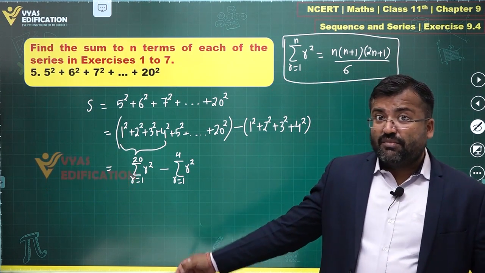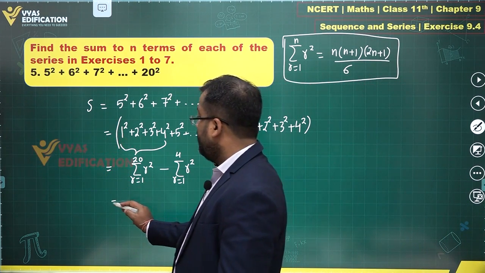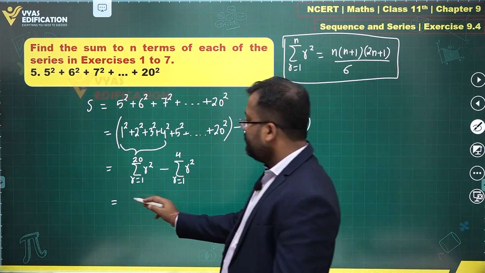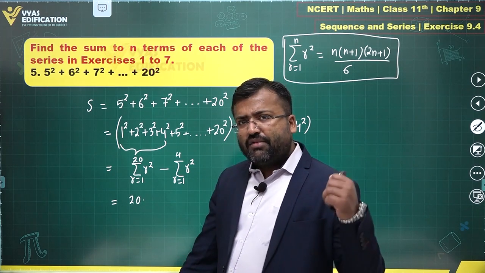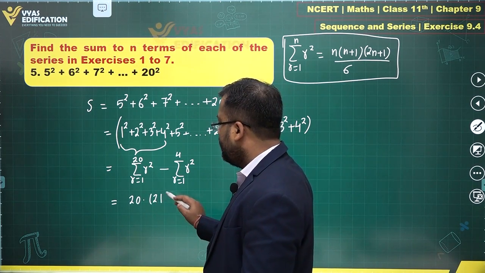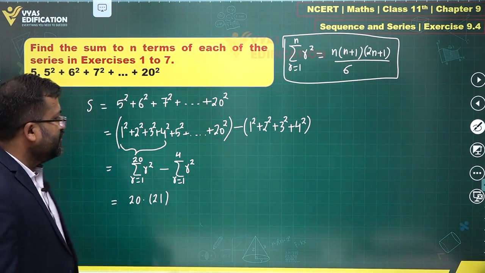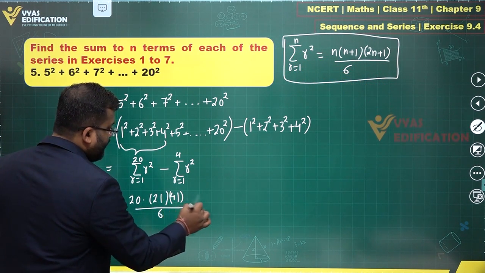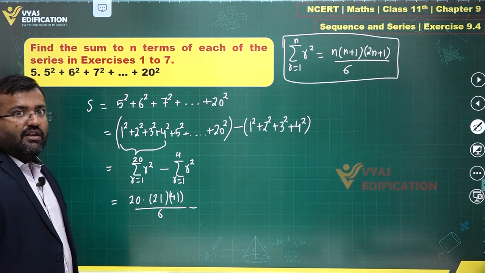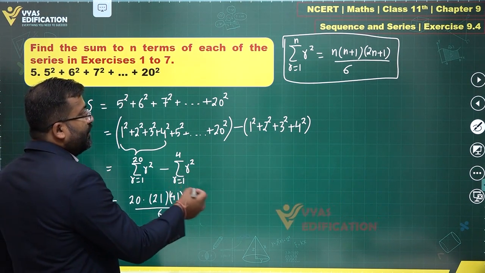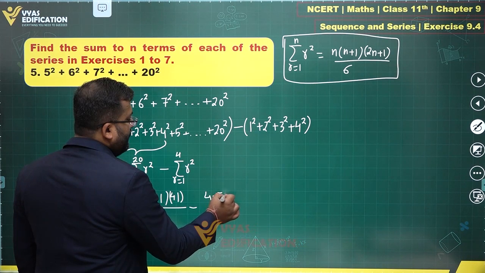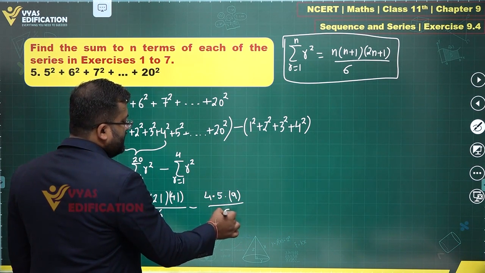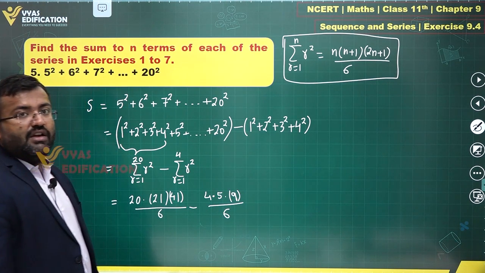Now this becomes very simple, right? This n will be replaced with 20. So this becomes 20 times 20 plus 1, which is 21, times 2n plus 1, which is 2 into 20, 40 plus 1, 41, over 6, minus n will be replaced by 4. So 4, 5 and 2 into 4 is 8 plus 1 is 9 upon 6. This is what you get. Is that okay? Yes.